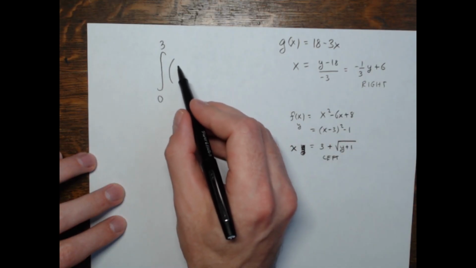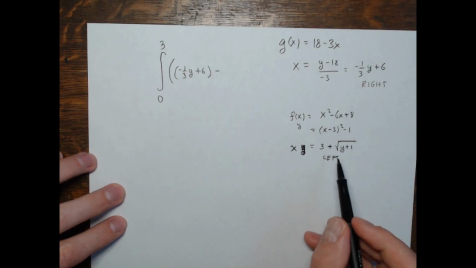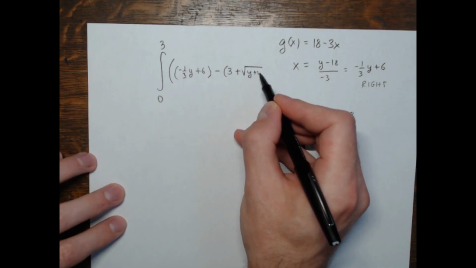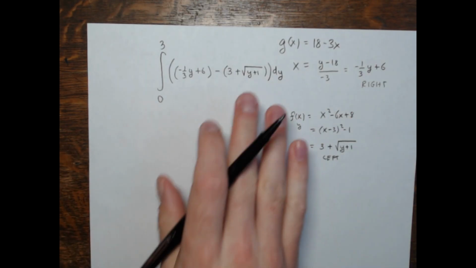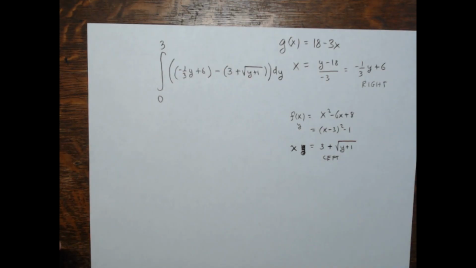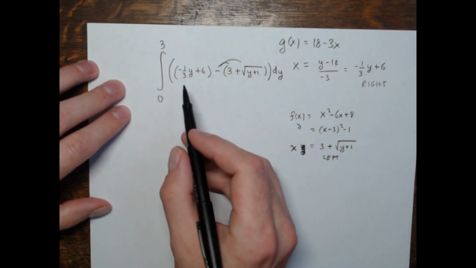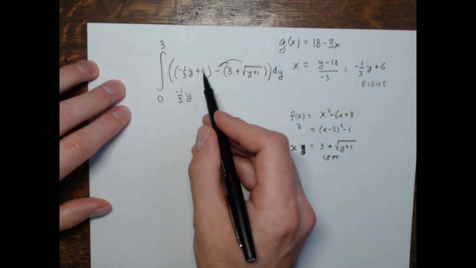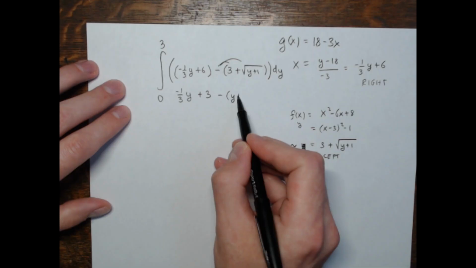So right minus left, I got negative 1/3 y plus 6 minus, and then my left curve here, 3 plus the square root of y plus 1, or y plus 1 to the half power, again with respect to y. So now it's just the one integral setup, right? I didn't have to break it up into two as if I were doing it with respect to the x-axis. After distributing this negative here, we'd have negative 1/3 y plus 6 minus 3, so plus 3, and then minus this, I'll put it as y plus 1 to the half power.